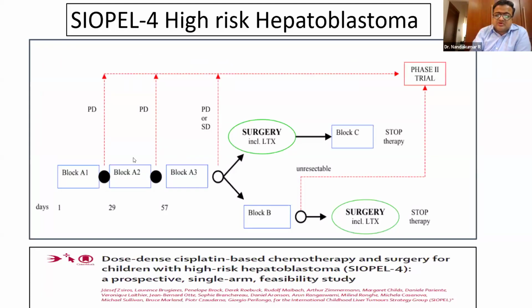So 1 cycle, that is block 1, 2, 3, and then you plan for surgery. If surgery is feasible, you give something called block C, which is less intense. If surgery is not feasible, then you give block B, which is a little higher dose of chemotherapy, and then finally do the surgery and finish it off.